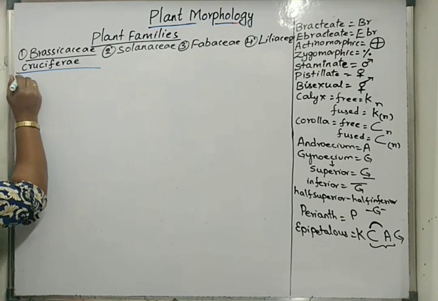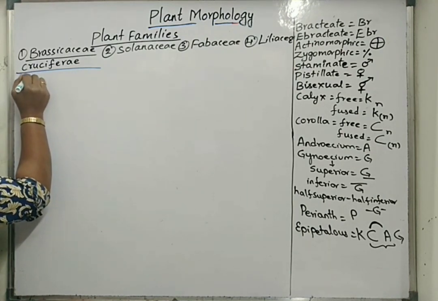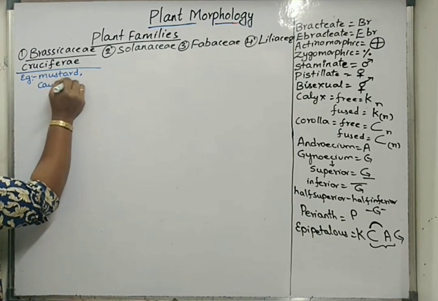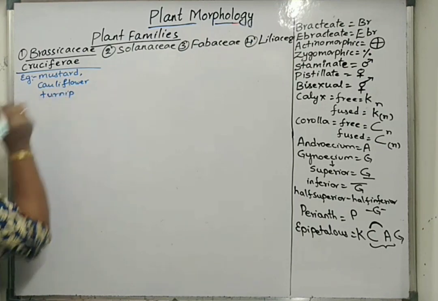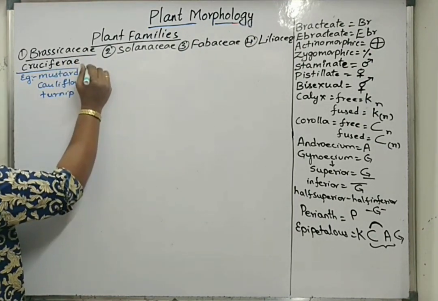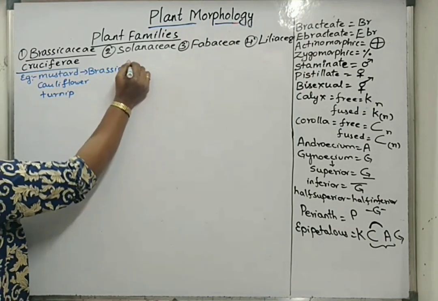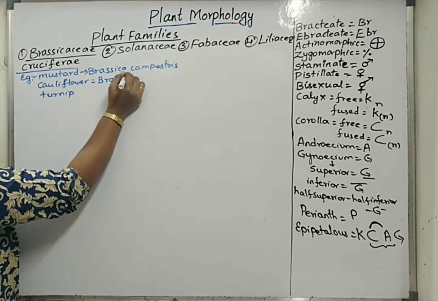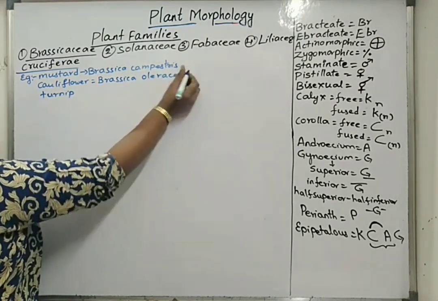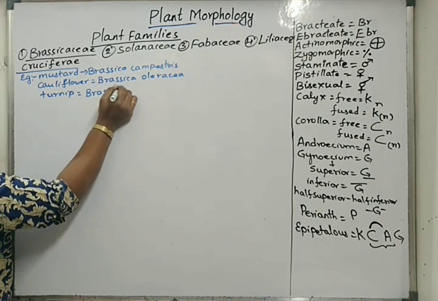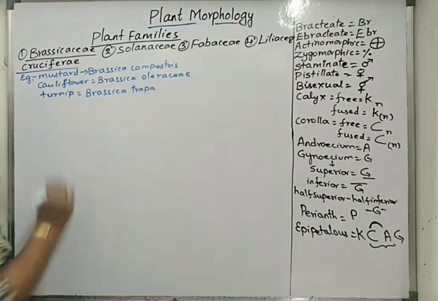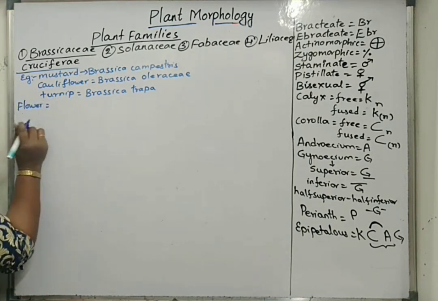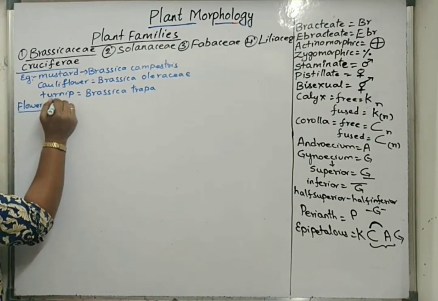First, we will start with Brassicaceae family members. In case of Brassicaceae family members, examples are mustard, cauliflower, and turnip. Here botanical names are also important. We will write those also. Mustard is called Brassica campestris. Cauliflower is called Brassica oleracea. Turnip is called Brassica rapa. Next, coming to the flower. Flowers in case of Brassicaceae or Cruciferae family members are actinomorphic.